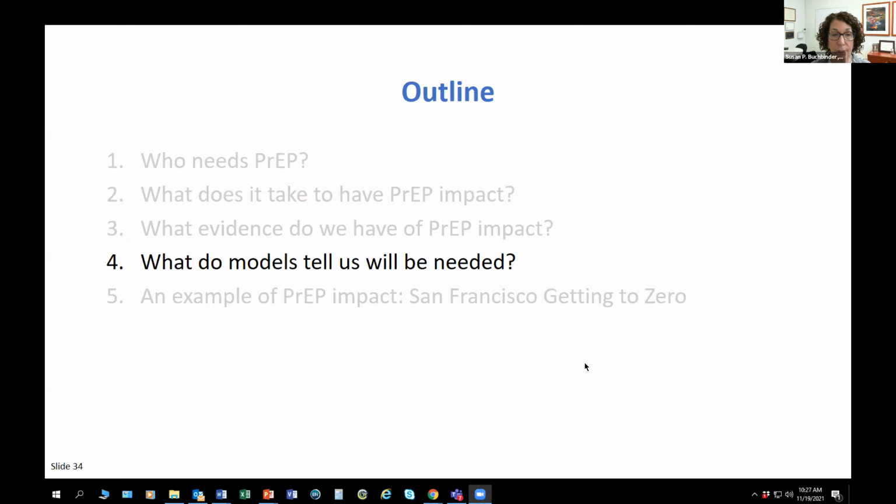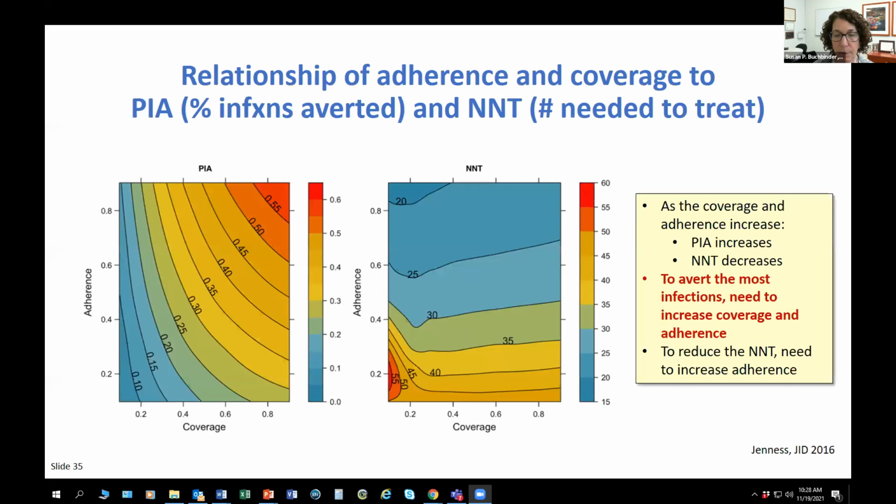So we have good evidence that PrEP has impact, but what do models tell us will be needed? And there's a saying that all models are wrong, but some are useful. So I went through 20 different models and culled out a couple of lessons from 3 of them that I'm going to show you here.